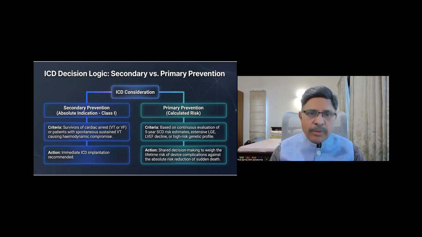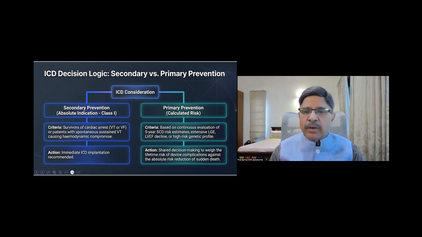Now, ICD decision. When do I offer implantable cardiac devices? ICD consideration, primary and secondary. Primary prevention: we see calculated risk based on the continuous evaluation of 5-year SCD, extensive late gadolinium enhancement scanning, left ventricular ejection fraction decline, and a high-risk genetic profile.